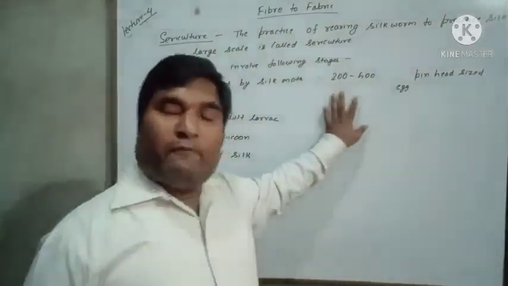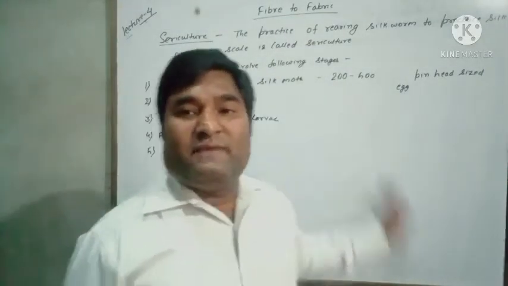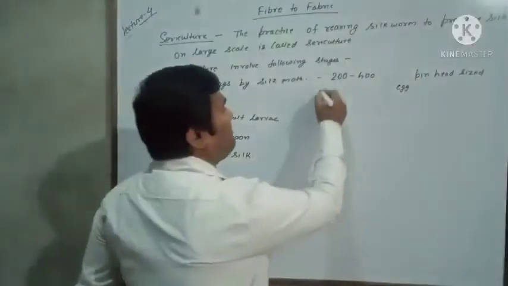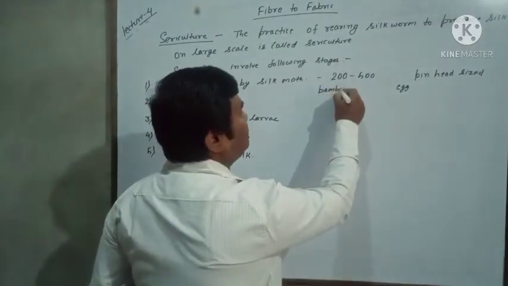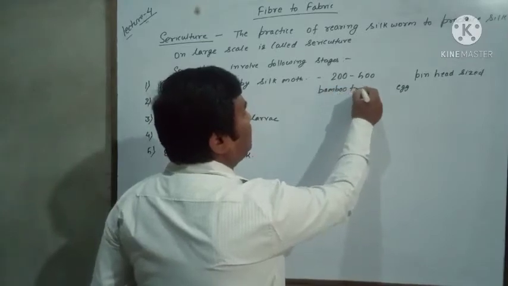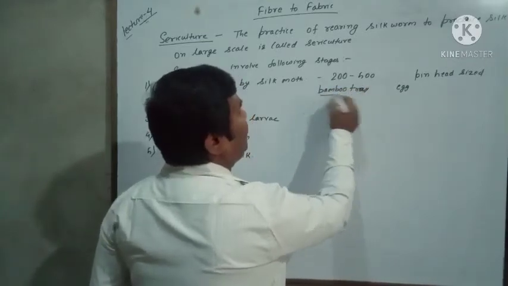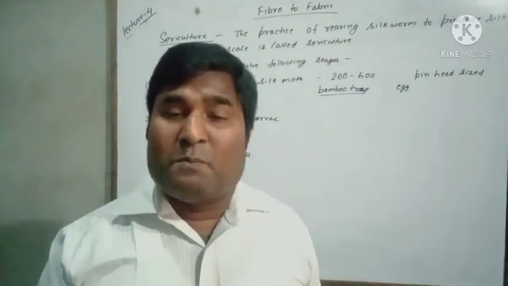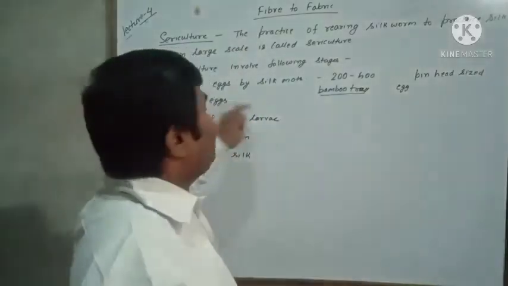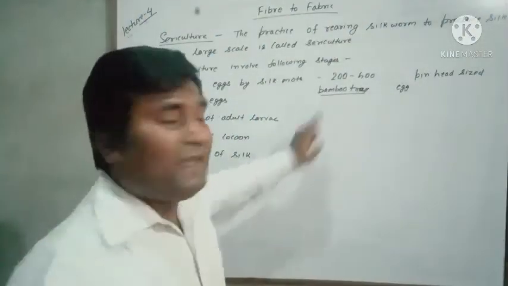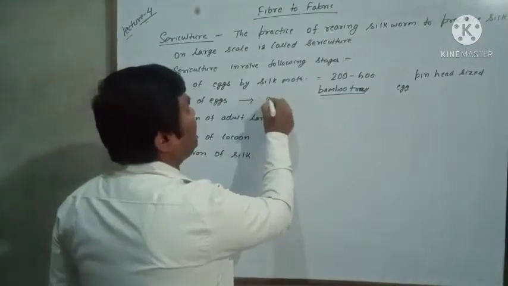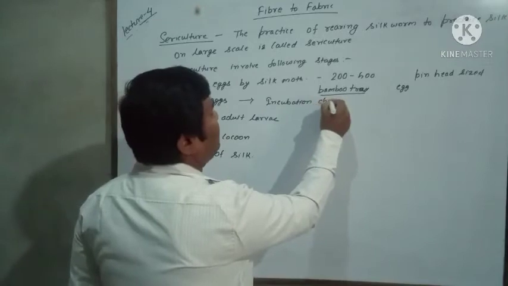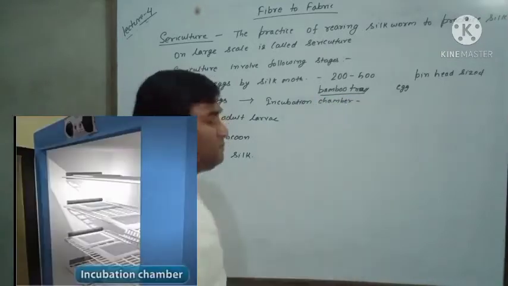So what the farmer will do, they will spread the eggs evenly, uniformly on a bamboo tray, and place the bamboo tray in an incubation chamber. What is an incubation chamber?